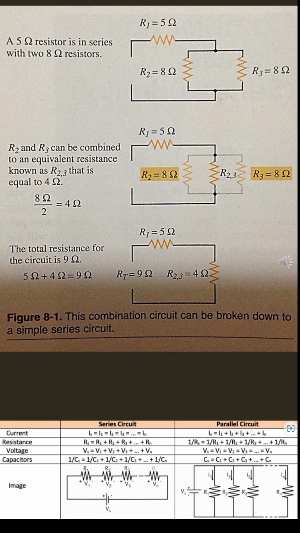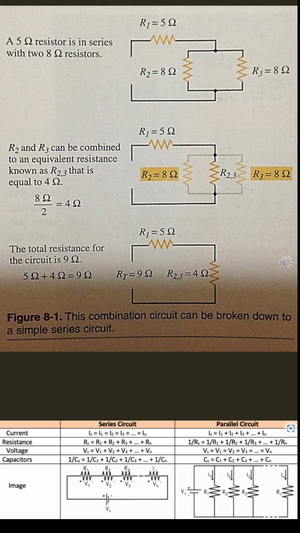Using the equal resistances method learned in Chapter 7, you know that two 8-ohm resistors connected in parallel have a total resistance value equal to 4 ohms. This step is shown in the middle of figure 8-1. The combination circuit can be redrawn as a simple series circuit with a new resistor identified as R23. The new resistor, R23, is the equivalent value of R2 and R3 in parallel. The equivalent value of R2 and R3 in parallel is 4 ohms.